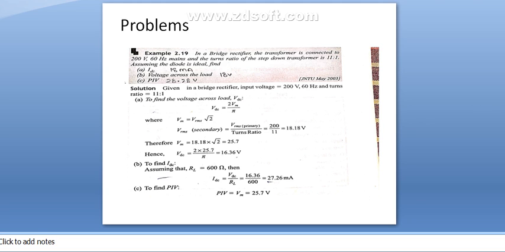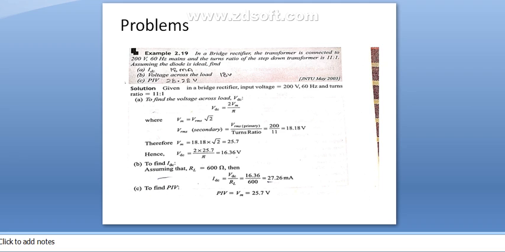So next, the next problem, we have to calculate IDC, voltage across the load, and peak inverse voltage. See this, in a bridge rectifier, the transformer is connected to 200 volts 60 Hz mains, and the turns ratio of the step down transformer is 11:1, assuming the diode is ideal. Then find IDC, voltage across the load, and peak inverse voltage.